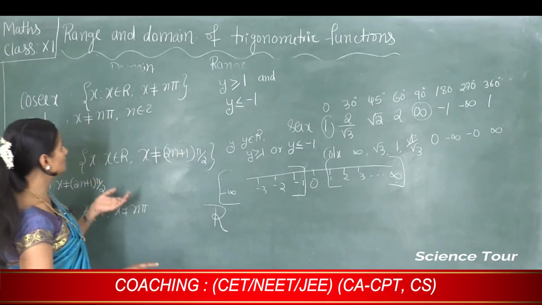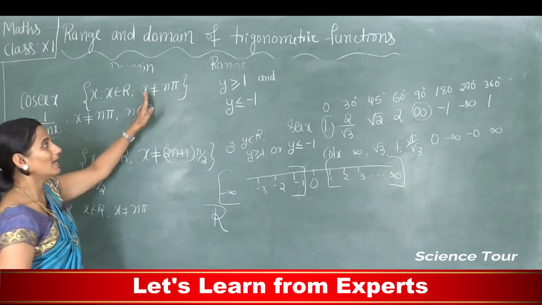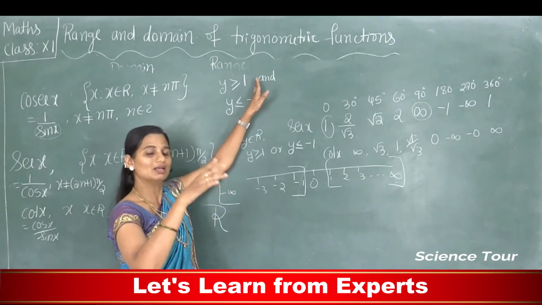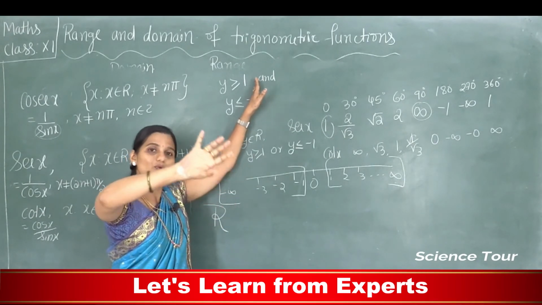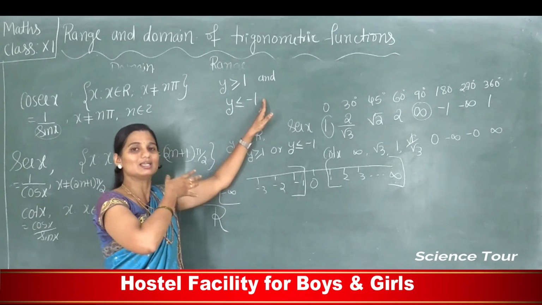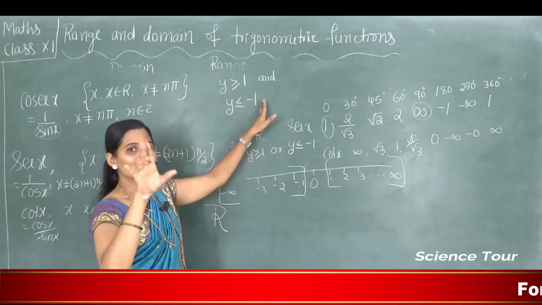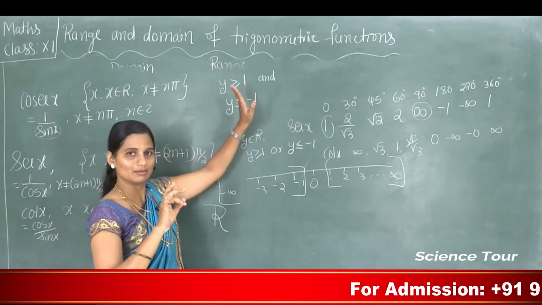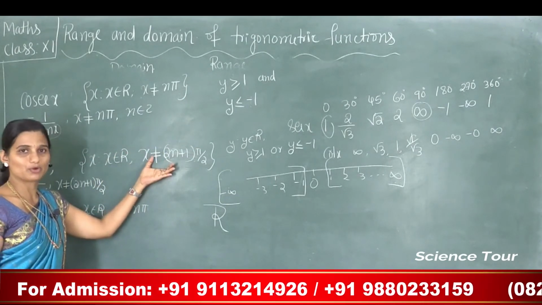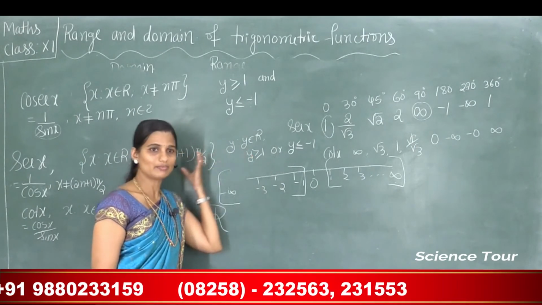Cosecant. Cosecant is what? At this point it is not defined. So this is your domain and the range is y less than or equal to minus 1 or y greater than or equal to 1. It takes values till infinity, and till minus infinity on the other side, but it does not take 0 for any angle. So 0 is excluded here. By this only you can understand. Next secant is also not defined at this point. So this is the domain, and the range is the same as cosecant.